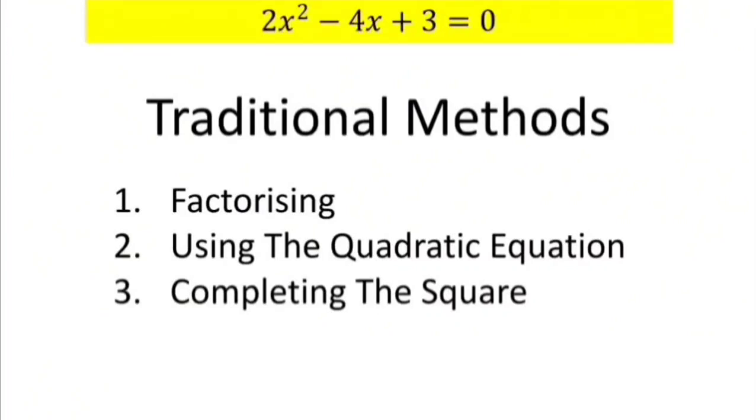Completing the square has a couple of issues for me. The first one is that you need to have x squared on its own. So you have to divide everything by the original coefficient of x squared. That means that in many cases you will be dealing with fractions from the very outset, which I would prefer to avoid if I can.